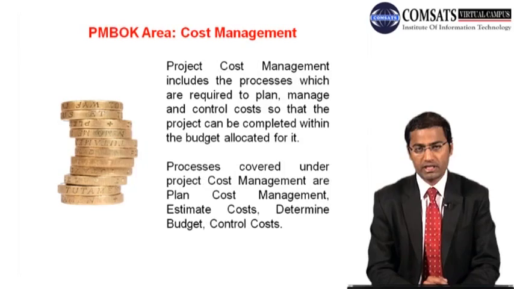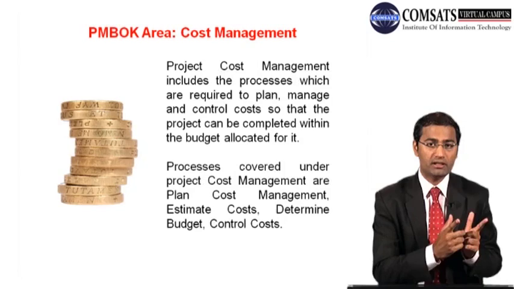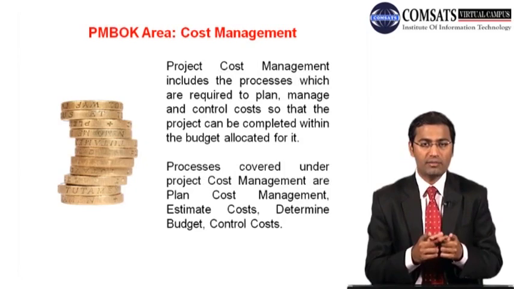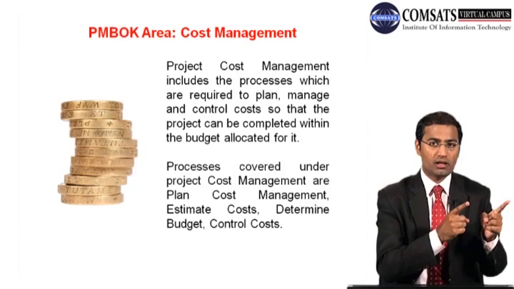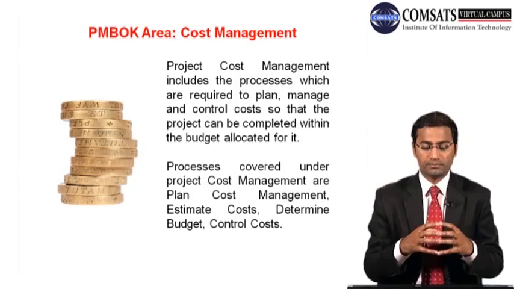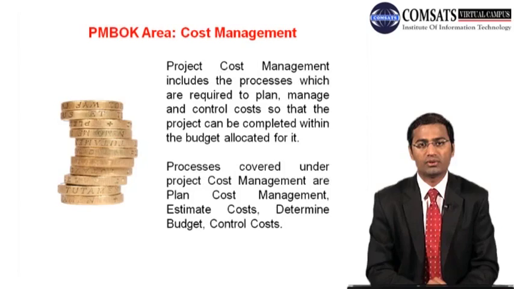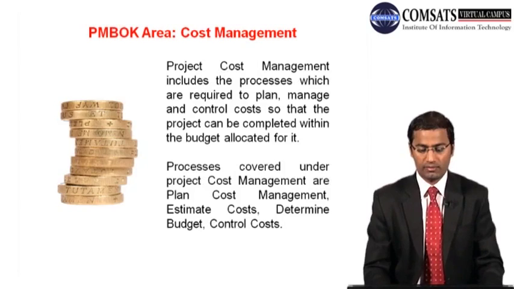So you estimate the cost. Now remember the sequence. You create the WBS in scope management, then you define activities, and then you estimate the resource requirements in time management. And based on the activity resource requirement estimates and activity duration estimates, you have the cost in this area. So if somebody asks you to carry out the cost without scope and time, what will be your answer? That is pretty difficult when estimating the cost.